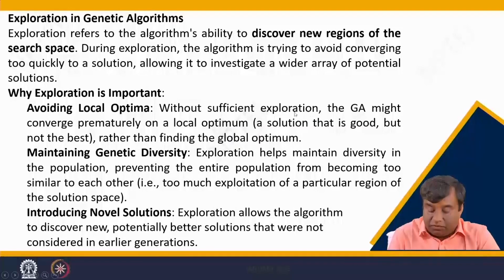Without sufficient exploration, the genetic algorithm might converge prematurely on a local optimum, that is a solution that is good but not the best, rather than finding a global optimum. Maintaining genetic diversity. Exploration helps maintain diversity in the population, preventing the entire population from becoming too similar to each other, that is, too much exploitation of a particular region of the solution space. Introducing novel solutions. Exploration allows the algorithm to discover new, potentially better solutions that were not considered in earlier generations.